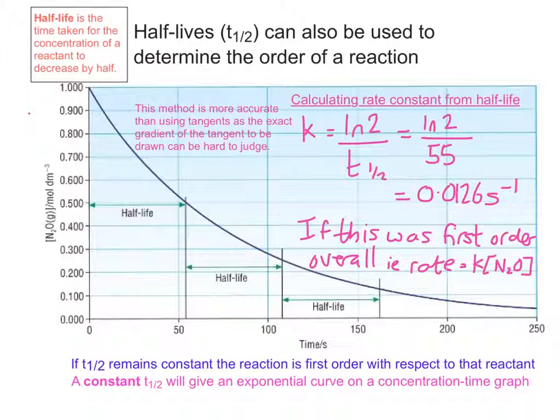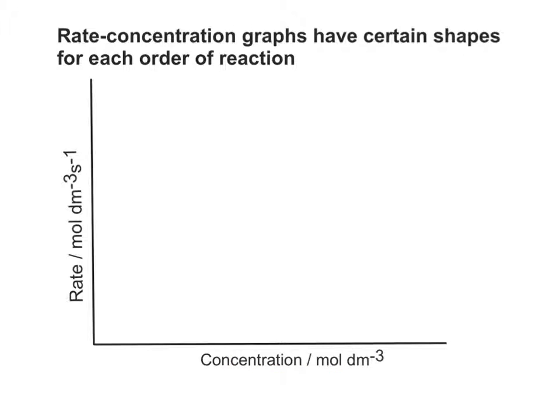So this method is actually more accurate than using tangents, as the exact gradient of the tangent to be drawn can be quite hard to judge sometimes. So this is a mathematical way of getting around that problem. Finally, we can use rate concentration graphs. These will also have certain shapes for each order of reaction. So first of all, the zero order reaction will just give you a horizontal line as you'd expect. So as we've looked at before, zero order means there's no change in the rate with concentration.